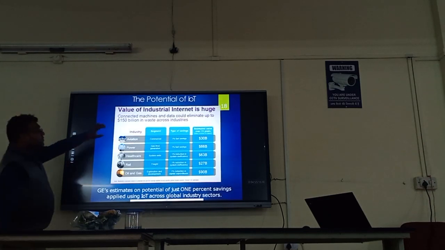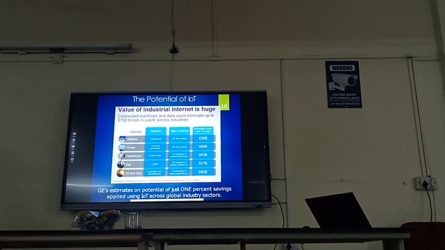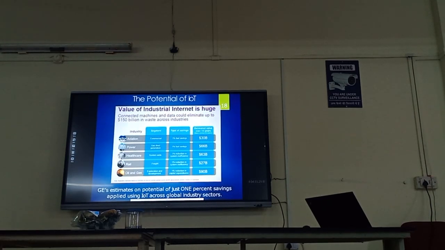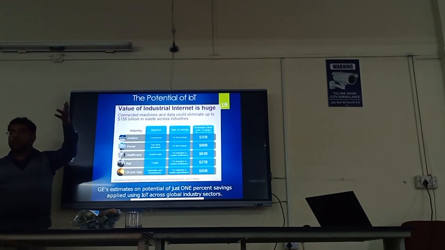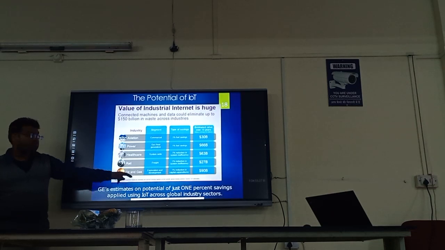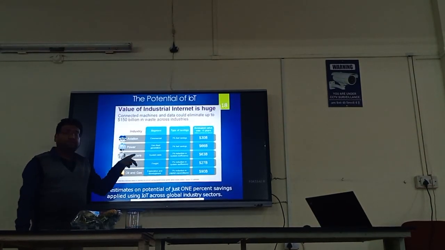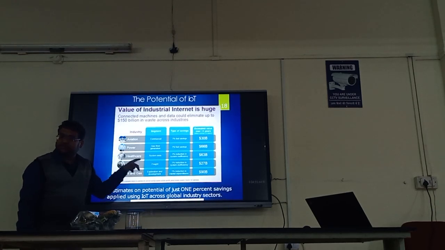Now, the potentials of IoT. What we talk about now is the advantages of IoT devices and where they can be applicable. Today we are discussing IoT in terms of healthcare, but IoT can be applied to the aviation industry, the power sector, healthcare, rail, and oil and gas. Now coming to the healthcare sector.